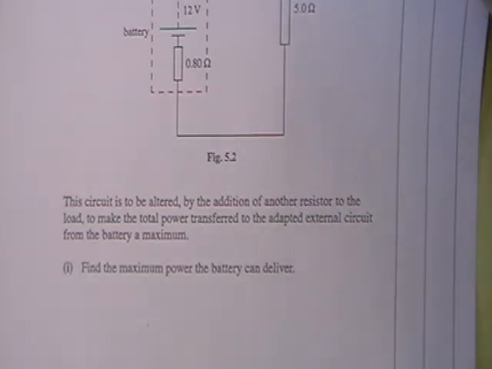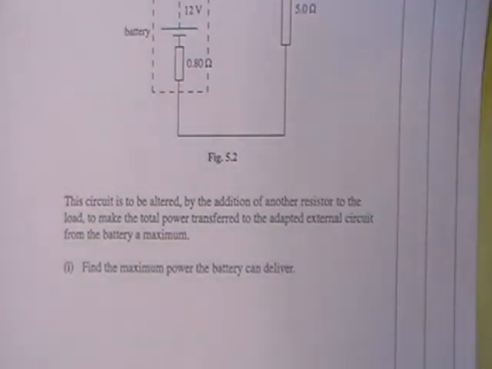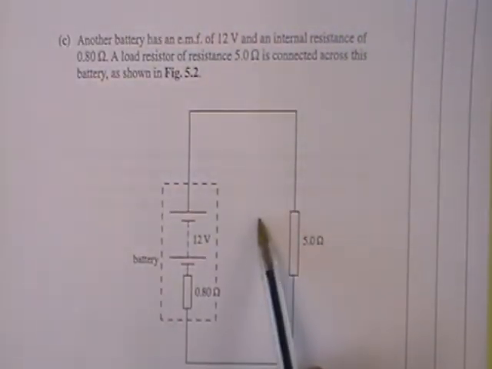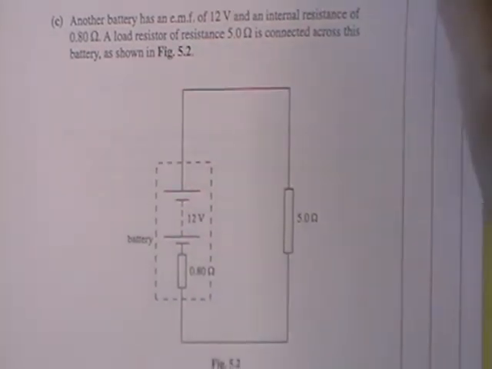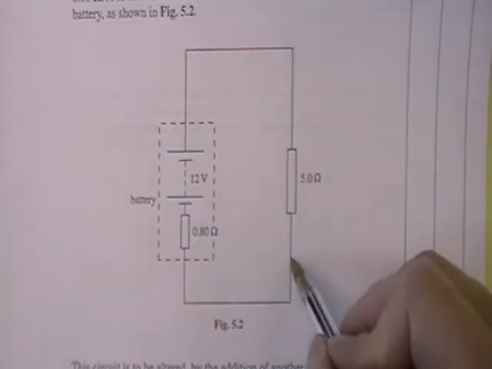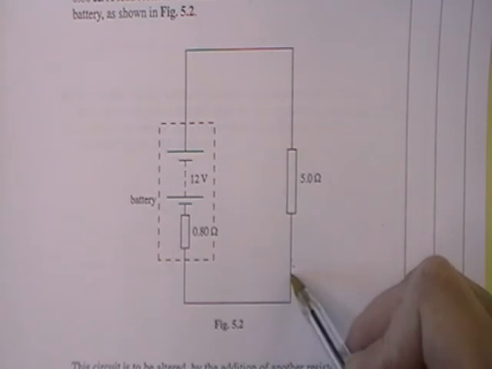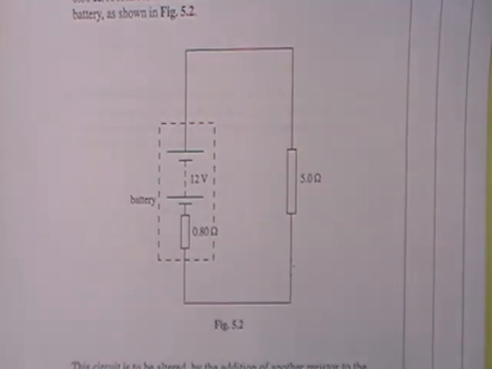So therefore you have to put in another resistor, and you want to find out where you're going to get the maximum power. Now to get the maximum power transfer, what you have to do is to have your total external resistance equal to your total internal resistance, and therefore we need our total external resistance to be equal to 0.8 ohms. Now there's no way you can add a resistor in beside that to work that out, and therefore we're going to have to add another resistor in parallel.